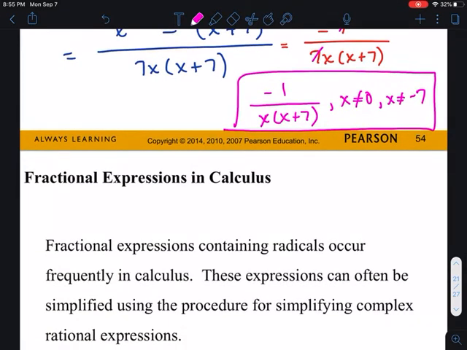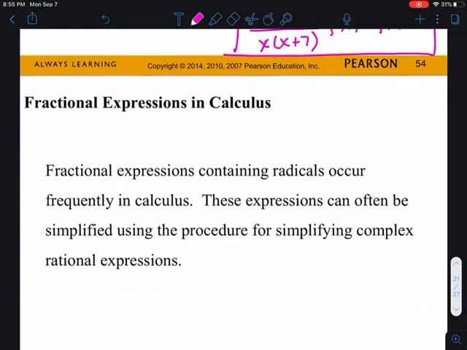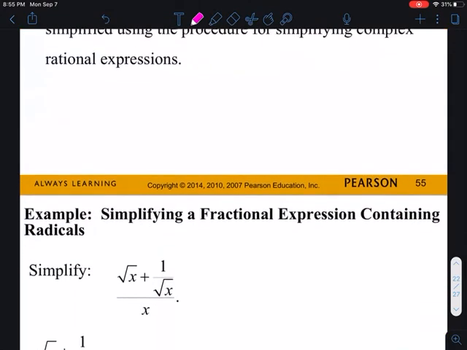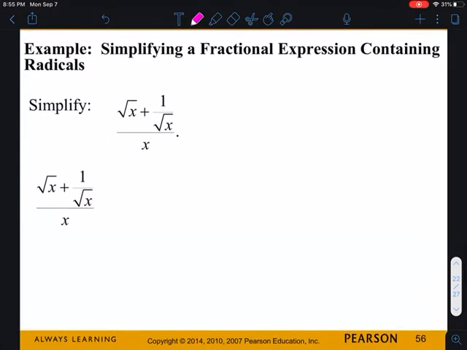Fractional expressions in calculus. It says fractional expressions containing radicals occur frequently in calculus. These expressions can often be simplified using the procedure for simplifying complex rational expressions. So let's take a look at what happens when we have some radicals involved. We have the square root of x plus 1 over the square root of x, and then we're dividing by x. Again, we don't want a fraction in a fraction, so we look at that denominator.